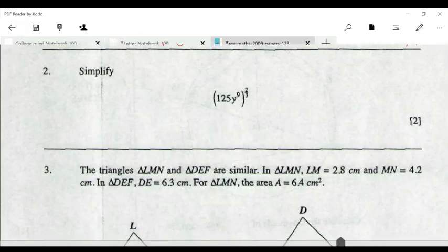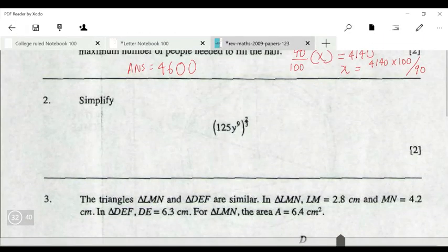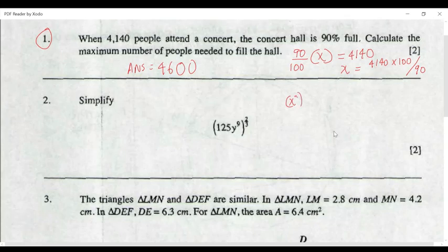Okay, so next one is to simplify 125y to the power of 9, all to the power of 2/3. So the law of exponents states that x to the n, to the power of m, is equal to x to the power of n times m. Similarly, xy to the power of n is equal to x^n y^n. So you should review these concepts.